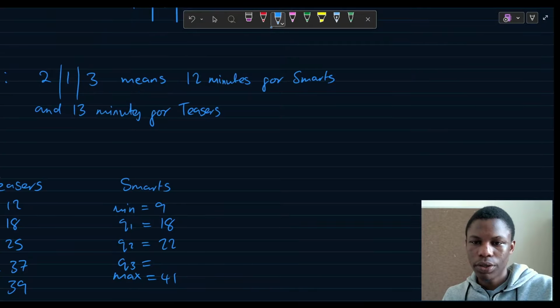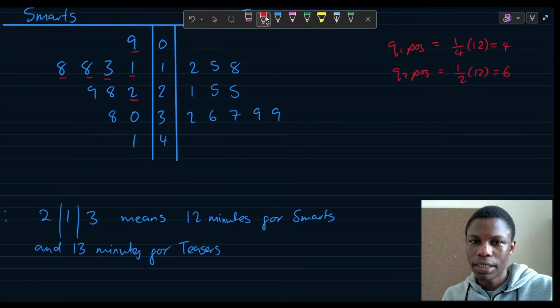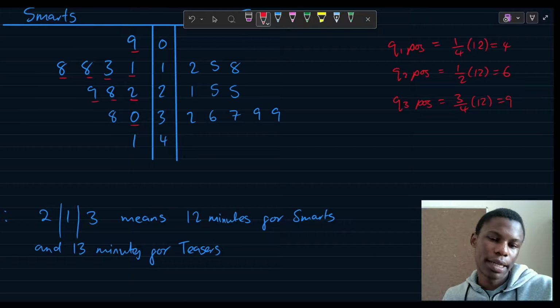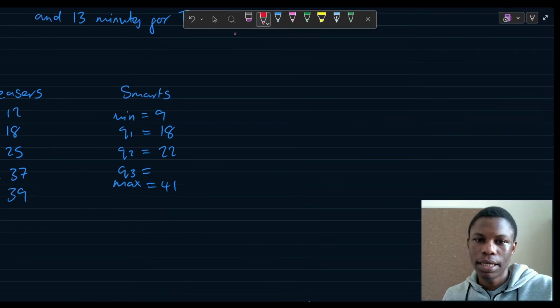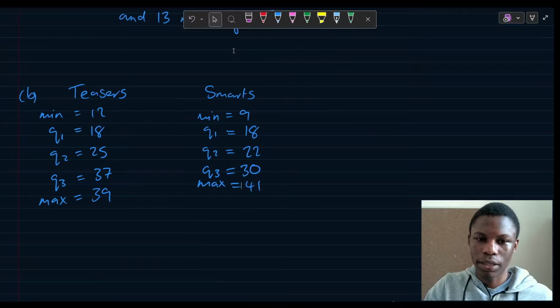22. And now we also need Q3 to get the position of our upper quartile. It's going to be 3 quarters of n plus 1. So 3 quarters of 12, which is 9. We know that this 2 here is in position 6. So 7, 8, 9 has to be the 30 as Q3. Okay, so those are the 5 values that we need.